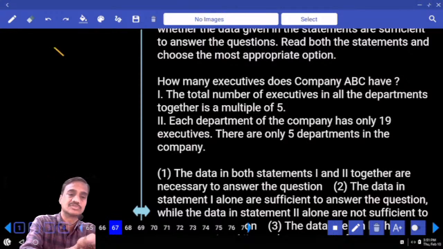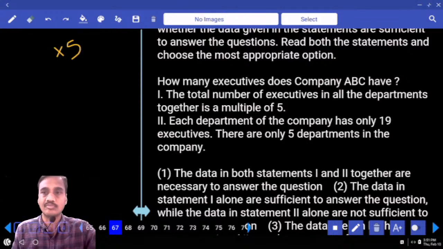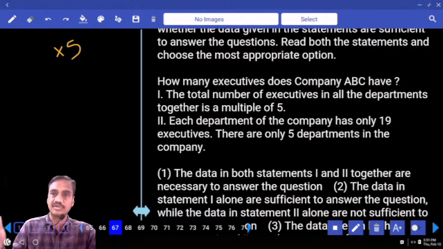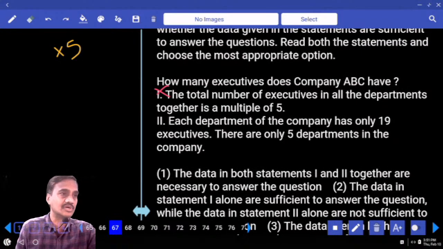Multiple of 500 has n number of possibilities. More than one answer. Multiples of 5 are 10, 15, 20 and so on. Hence statement one alone is not sufficient to determine the answer.